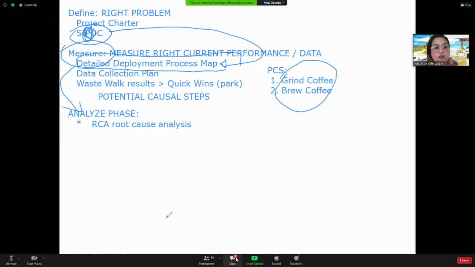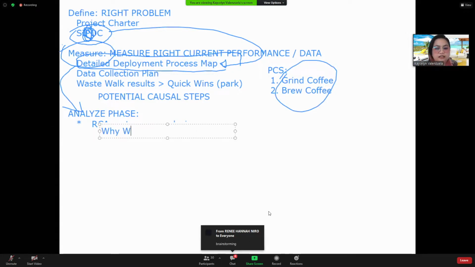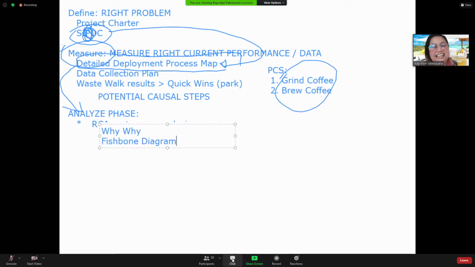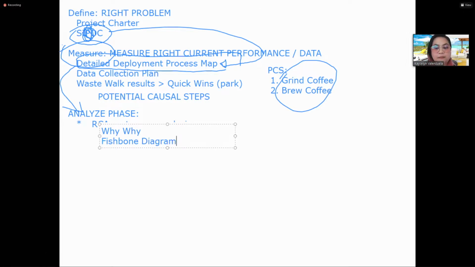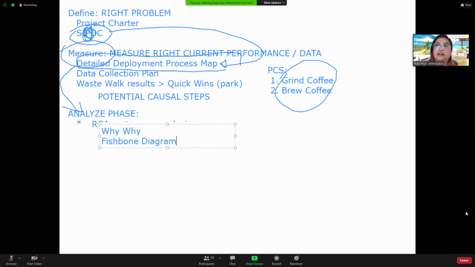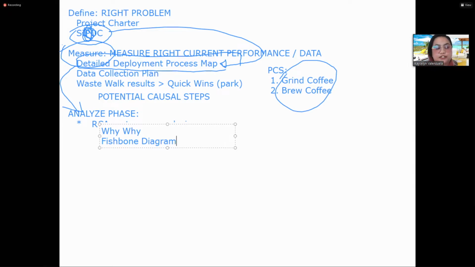So, ang pinaka-common natin diyan are YY and fishbone diagram. Correct. Galing. Si Renee, sabi niya brainstorming. That's the basis of YY and fishbone.